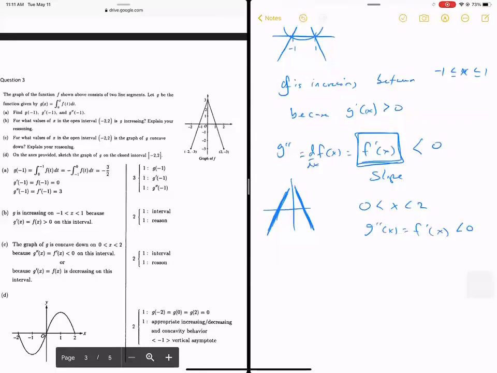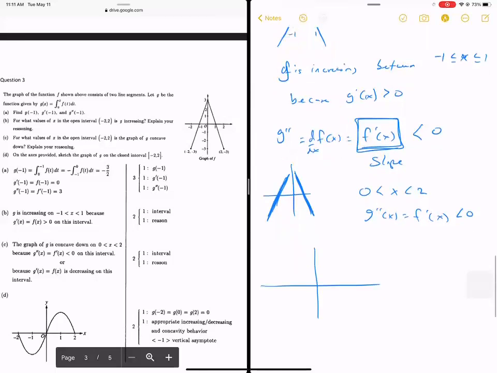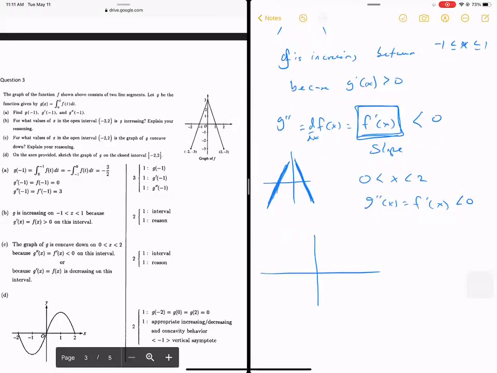The last question: on the axis provided, sketch the graph of g on the closed interval of -2 to 2. So they're supposed to give you an axis. So let's say they give you this axis here. So how do you graph g? And remember, g is the integral between 0 and x of f of x. Okay. So I would like to ask you this question. Let's plug in 0. What's the integral from 0 to 0? Is that a hard question, an easy question? Would you be okay if the integral from 0 to 0 is just 0?